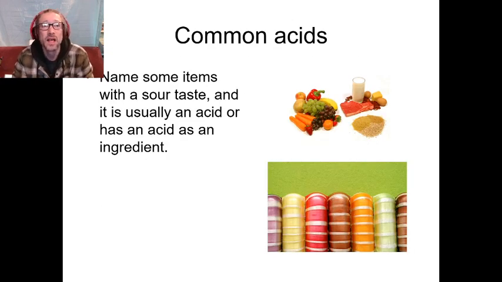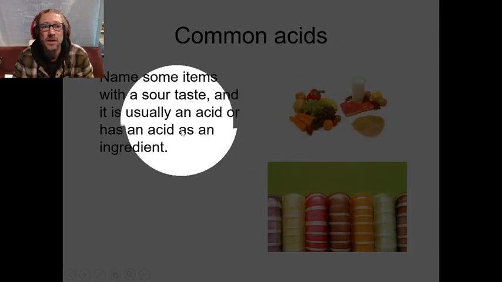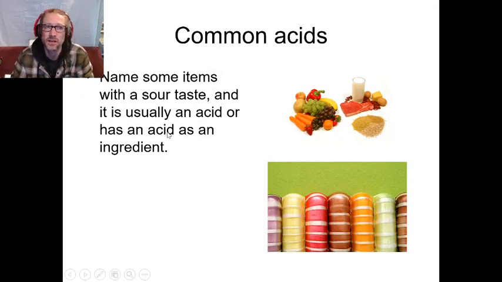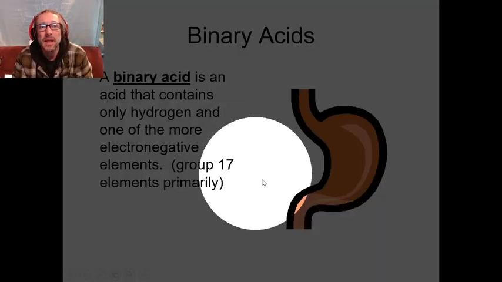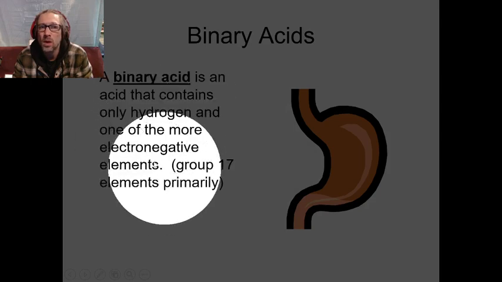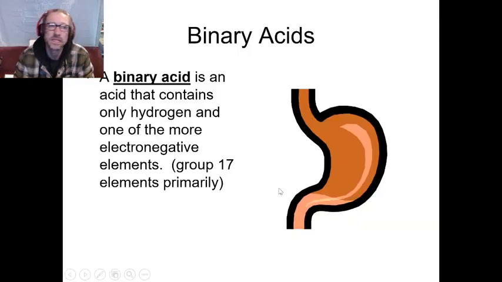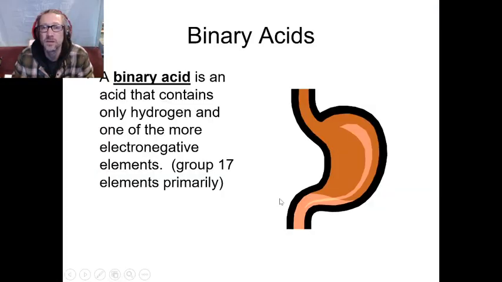Common acids. Again, common acids are going to be things we find all the time. There are acids in fruits, citric acid, all kinds of fun stuff like that. It has a sour taste, and again, that's usually an indicator that it is an acid. Okay, binary acids. Binary acids are going to contain only hydrogen and one more electronegative element, usually group 17 elements primarily. I have this here because our stomach produces a binary acid known as hydrochloric.